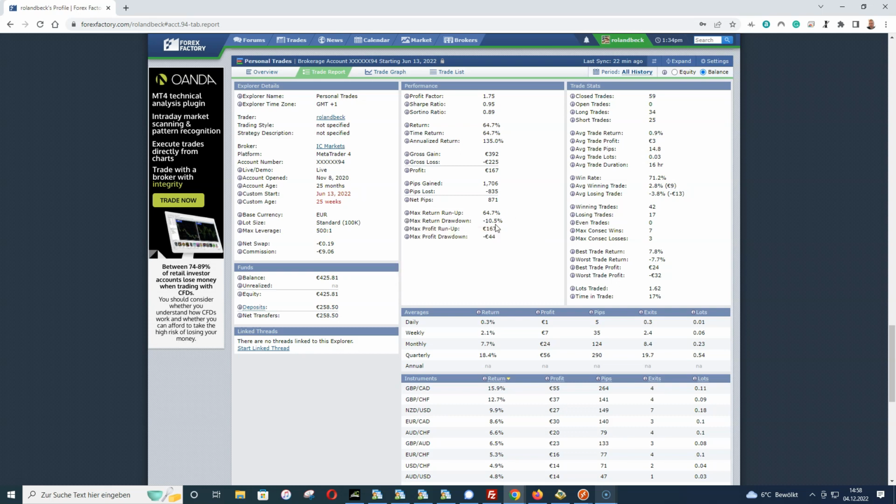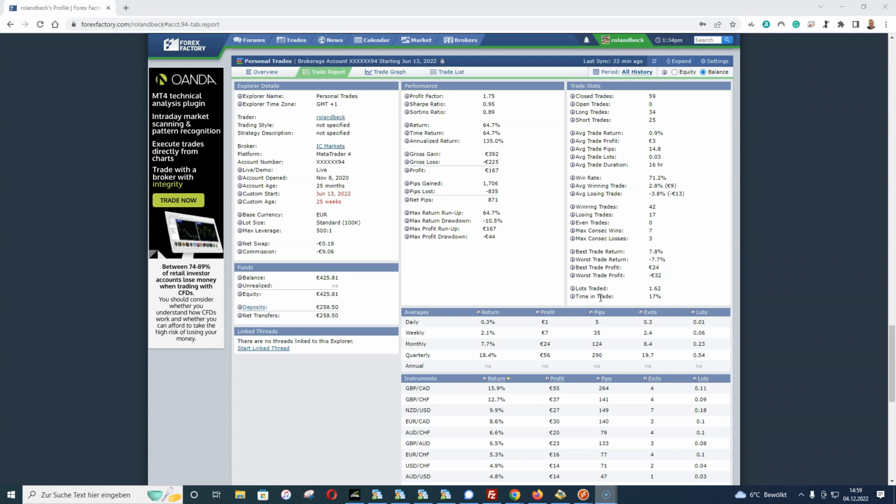On the drawdown, if you look here, I had a max drawdown so far of 10%, which is okay. And the return so far is 64%, almost 65%, like you saw on the statistic here before. And you can see the small account is now on €425, and it was started around 250, 260 euros, around that. And it's running for 25 weeks so far. And like I told you, don't expect if you start with a small account that you will be a millionaire in 25 weeks. This is not possible.